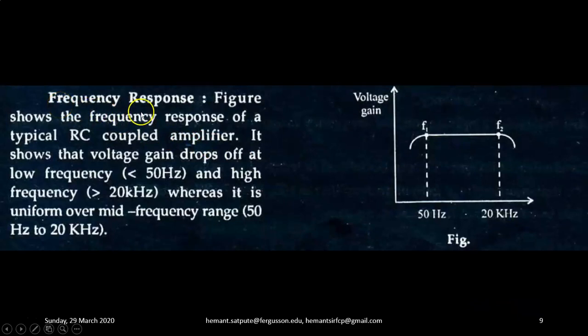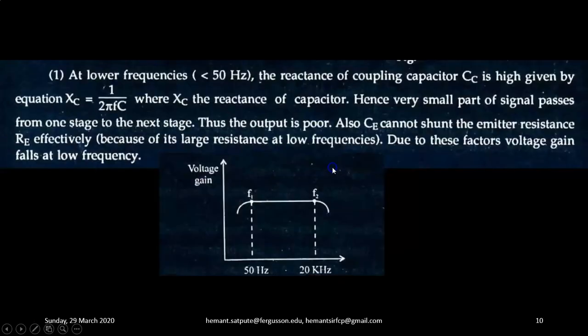Let us see now the frequency response. This adjacent figure shows the frequency response of a typical RC coupled amplifier. Frequency response is a graph of voltage gain against the frequency, or to be precise, the log of frequency. It shows the voltage gain drops off at low frequencies less than 50 Hz and at high frequencies greater than 20 kHz, whereas it is uniform over the mid frequency range from 50 Hz to 20 kHz.